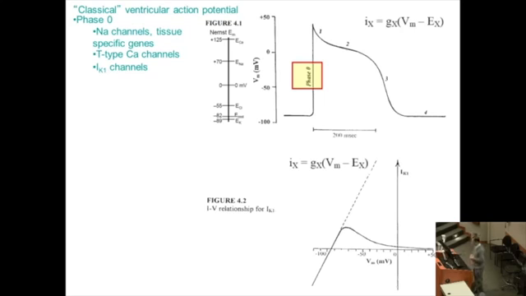So at rest, they're open, and they're allowing potassium to flow out. If you look at the resting potential of about -90 to -80, you can see there's a nice high permeability to potassium, and they will allow potassium to flow out of the cell. And they hold you at that low resting potential. They're the dominant current, okay?